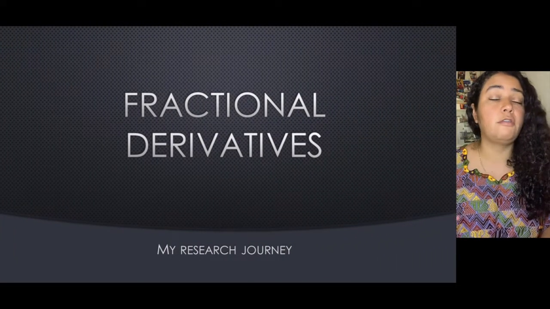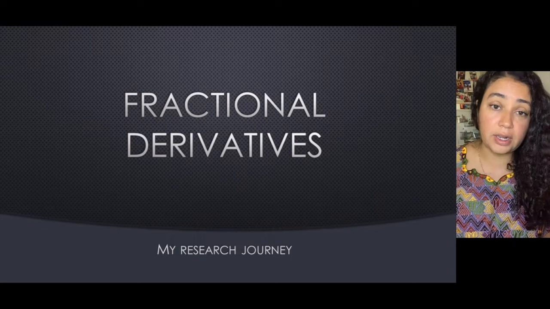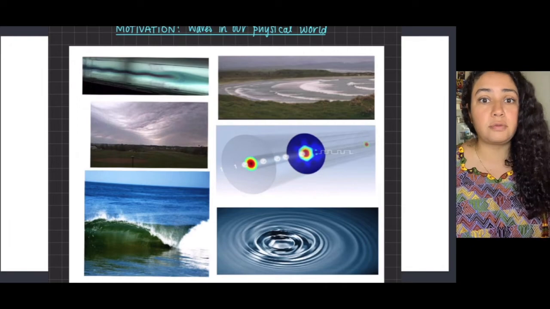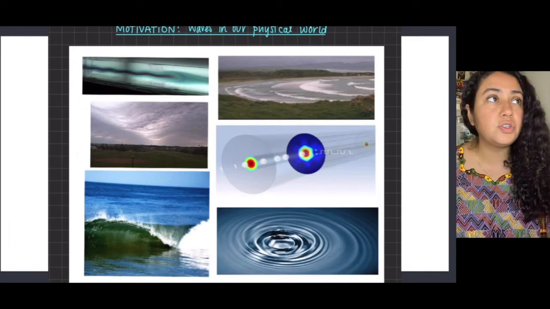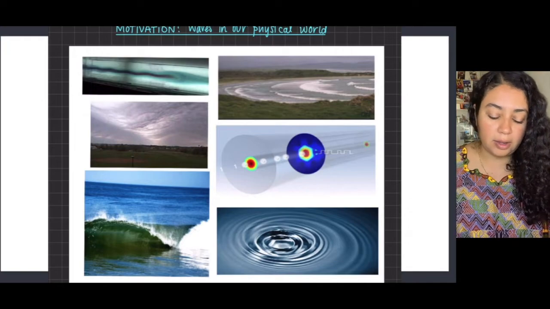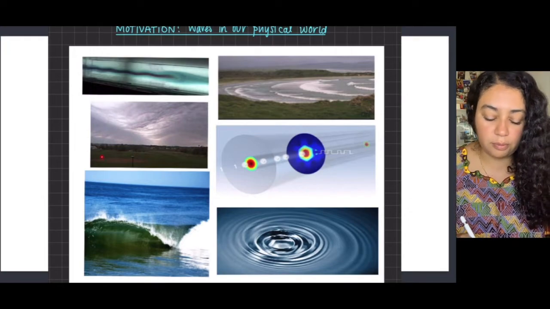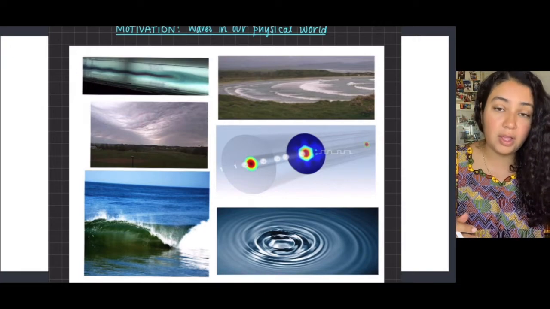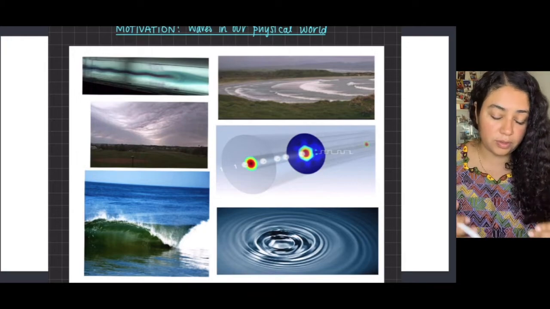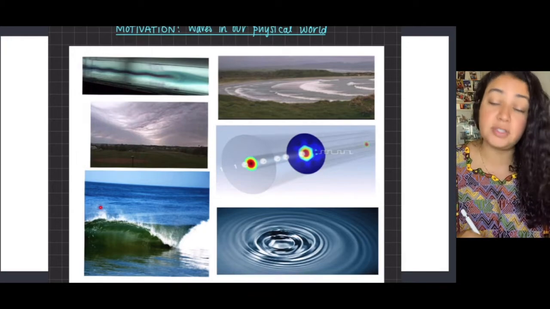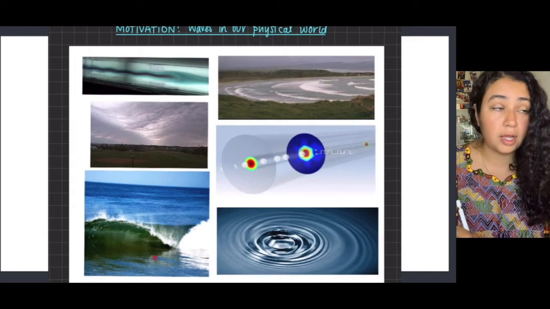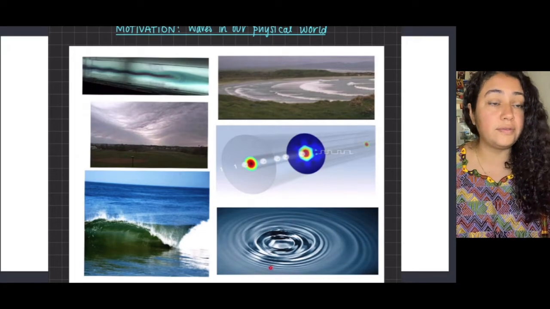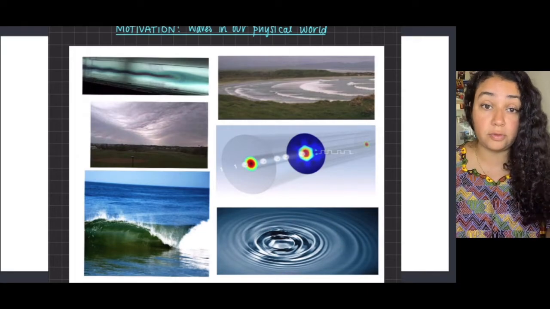So I want to start with fractional derivatives, where I got a chance to really build my foundation. And the motivation at that point were waves in our physical world. And so these are some images of waves that you might see, for example, cloud formations traveling in a stratified atmosphere. You can think of the atmosphere as a fluid with stratified densities. Maybe this is the first one that comes to mind out here in California, waves crashing in the ocean, or waves occurring on the surface of a fluid.